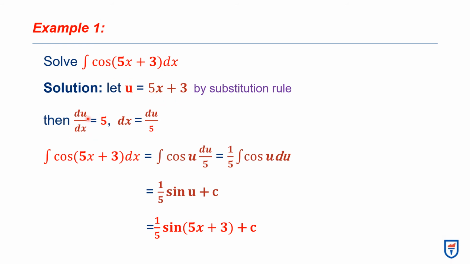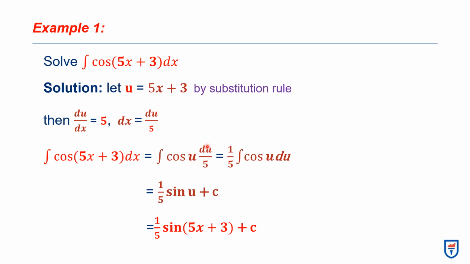Then we solve du/dx by differentiating the expression that is in front of our trigonometric function, and when we differentiate this, we get 5. Then we make dx the subject of the formula, so dx is du over 5. Now we substitute in our integration of cos(5x + 3) dx: in place of 5x + 3 we put u, and in place of dx we put du over 5. Then we end up having the integral of cos u du over 5.